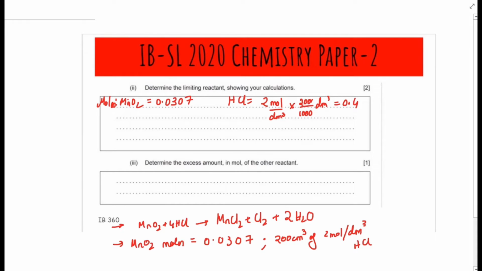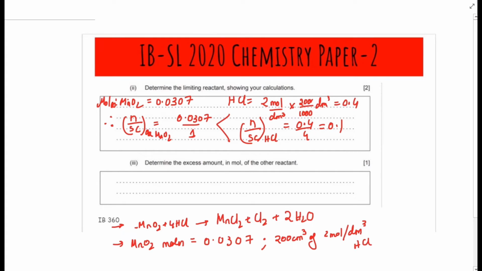Let me just recheck my calculations. Yeah, it would be 0.4. Now we would be using the magic ratio trick, that is n by stoichiometric coefficient, moles per stoichiometric coefficient of MnO2. Here the moles of MnO2 is 0.0307 and the stoichiometric coefficient is 1. And n by SC of HCl would be 0.4 by 4, that is 0.1. As you see, n by SC of MnO2 is less than that of HCl. Therefore, MnO2 is our limiting reagent.